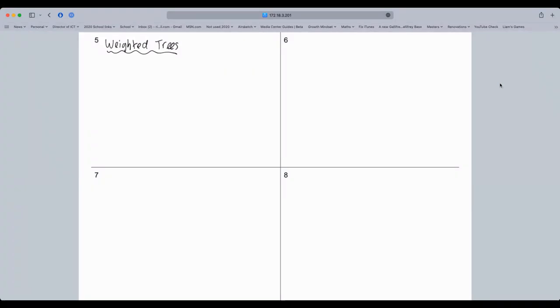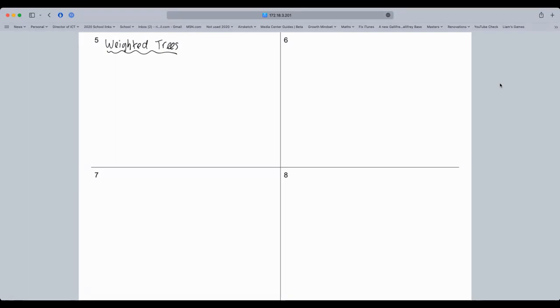Tree diagrams can be used to describe a sample space. Now, I only had about half hands up before when I asked who knew about tree diagrams, and where I want us to be at is this thing called weighted tree diagrams. That's where I'm headed. But just to start with, I just want to make sure everyone's okay with that.